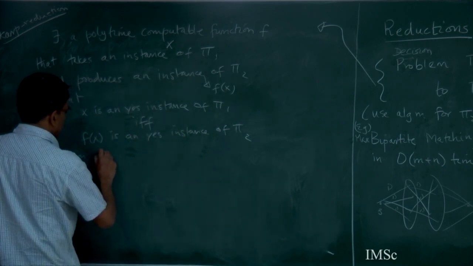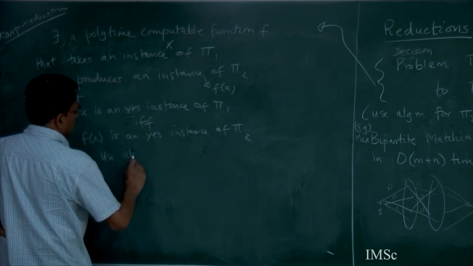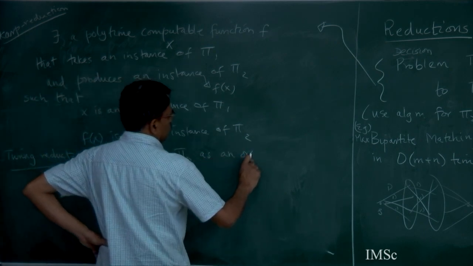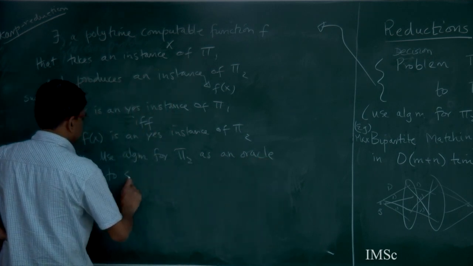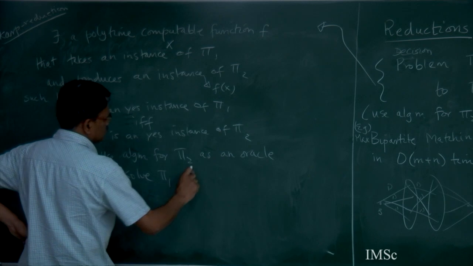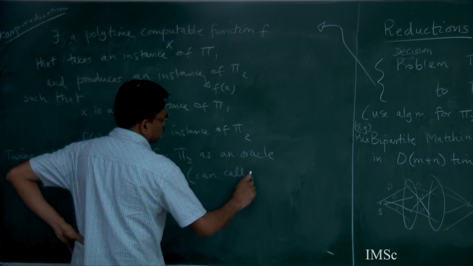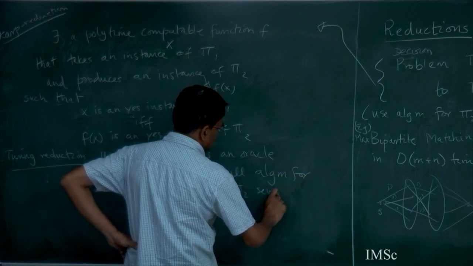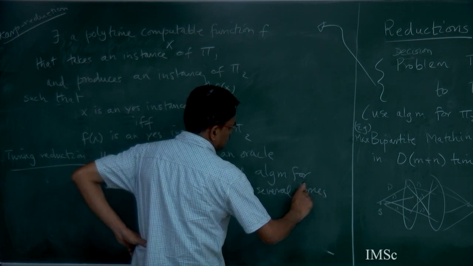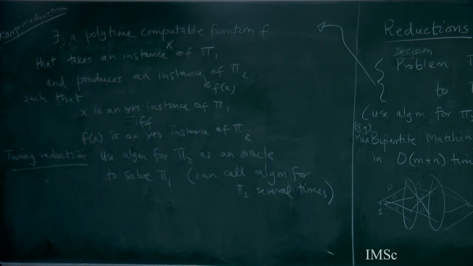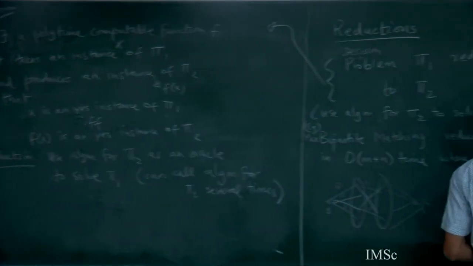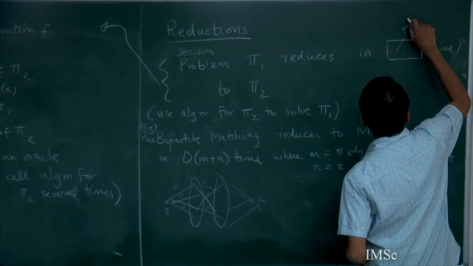So I just say use the algorithm for pi 2 as an oracle to solve pi 1. So it can call it, and in the context of NP completeness, this is basically polynomial time.